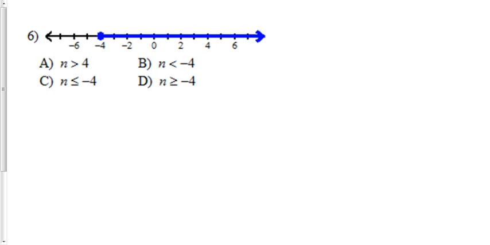And last, got a closed circle. So these definitely won't be the choices. -4 is my boundary. What's the relationship between these numbers and -4? All of these numbers are greater than -4. And that's how we write and graph an inequality.